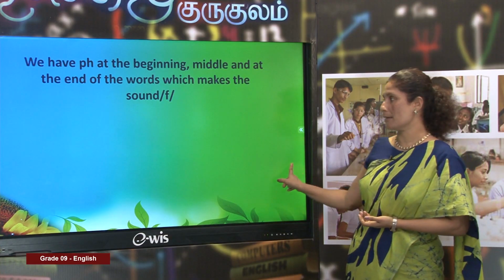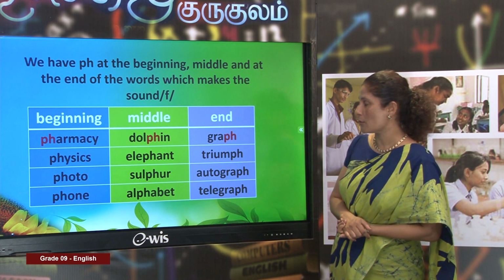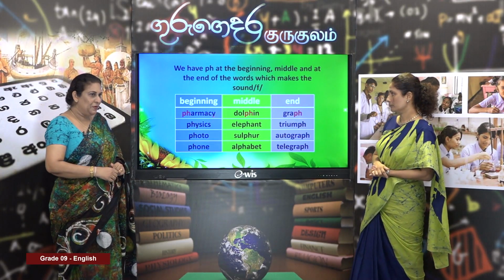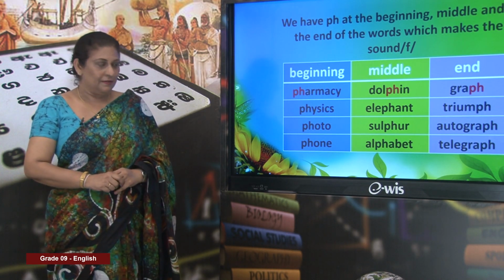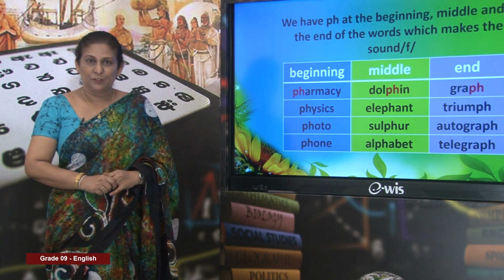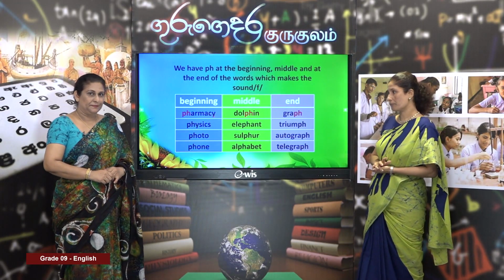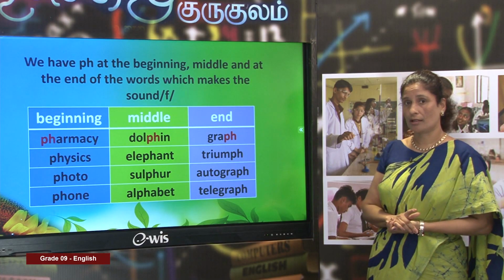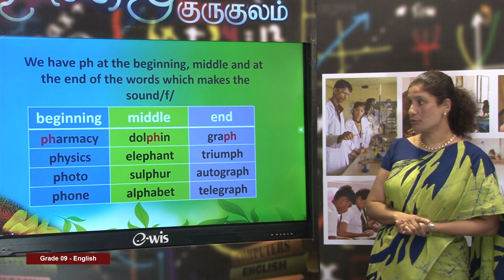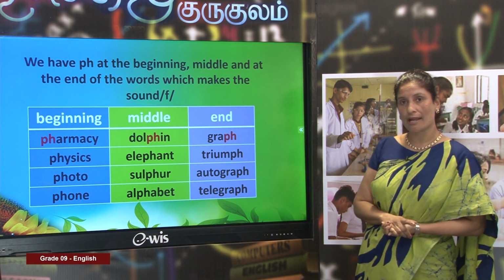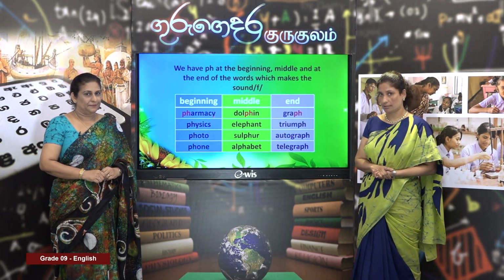We are going to see a table now. Okay, so can you please read the first column, Ms. Nirmala? Yes, now here you can see the words that appear at the beginning. Pharmacy, physics, photo, phone. Will you repeat, my dear children? Pharmacy, physics, photo, phone. So all these words had PH at the beginning. So you have to pronounce it as F, the first sound.